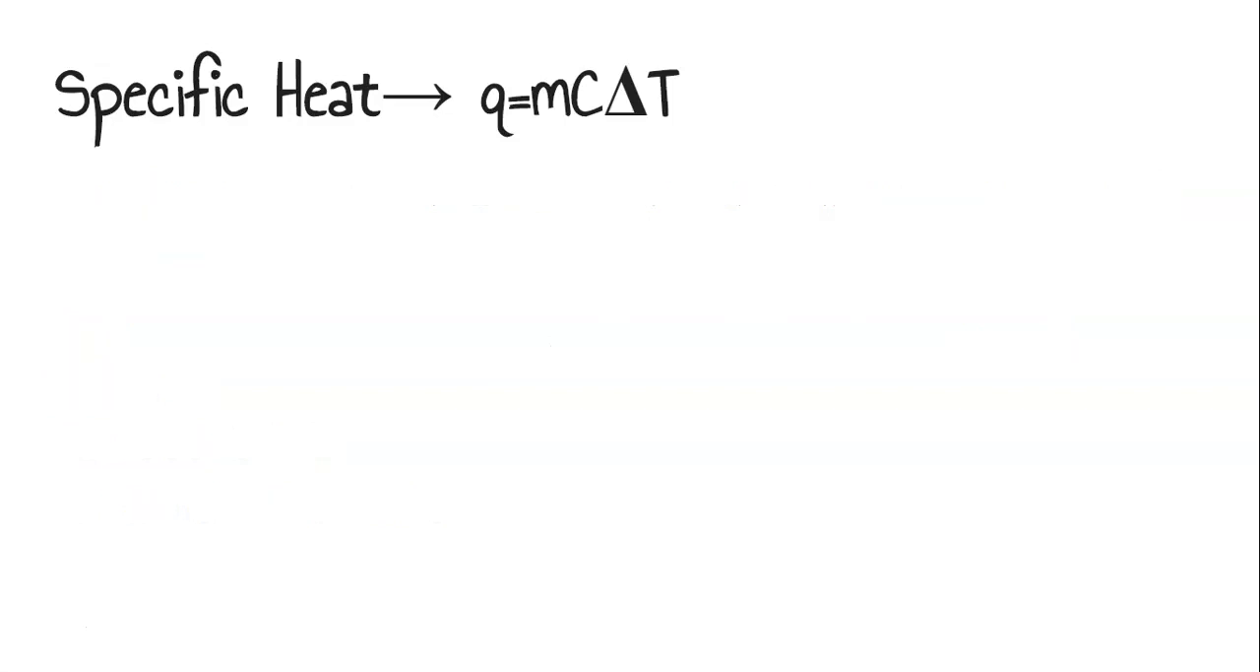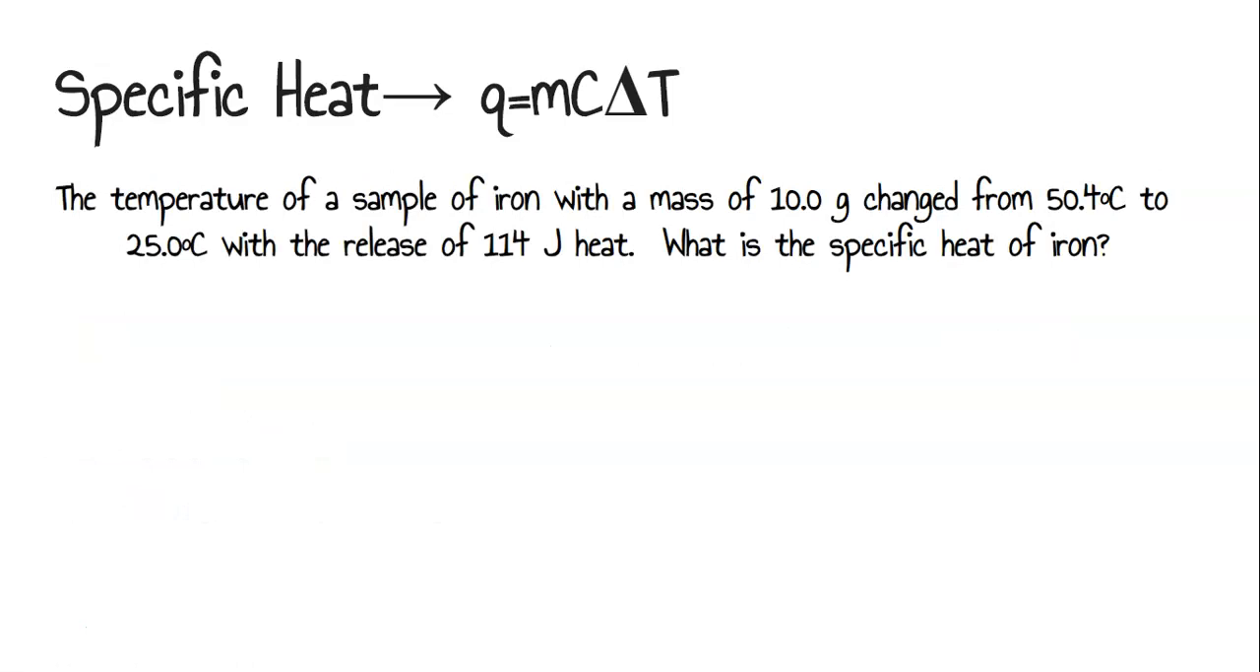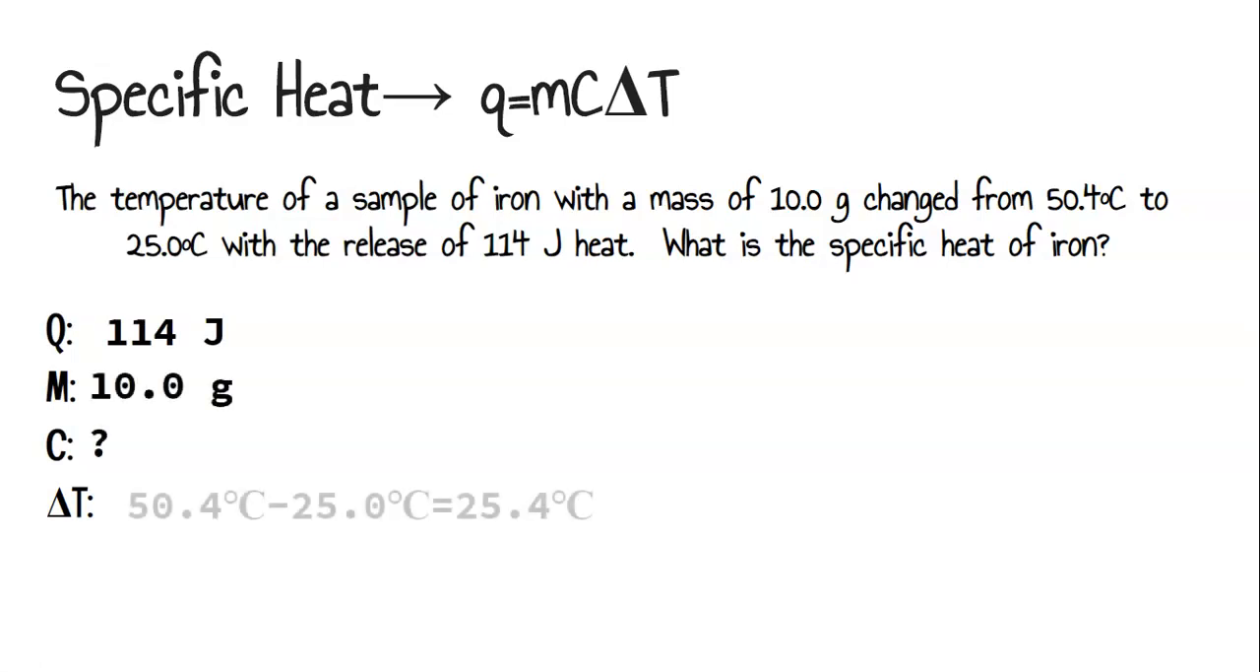Okay, let's try another one. I have a sample of iron that has a mass of 10 grams, and it goes from 50.4 to 25 degrees with the release of heat of 114 joules. What is the specific heat of iron? Again, I'm going to put in my information. So I have 50.4 to 25, and I did this backwards. I should have said change from 25 to 50.4, so sorry about that.